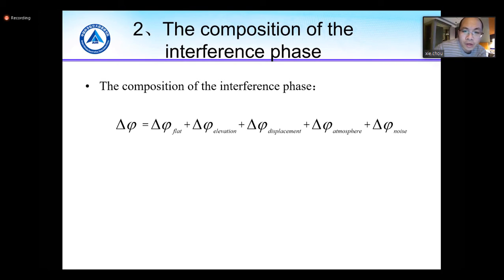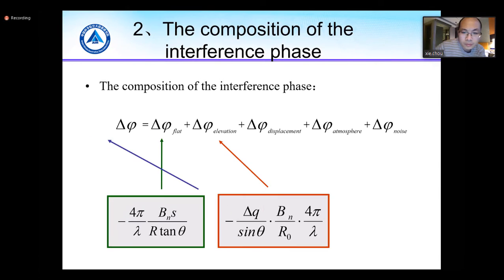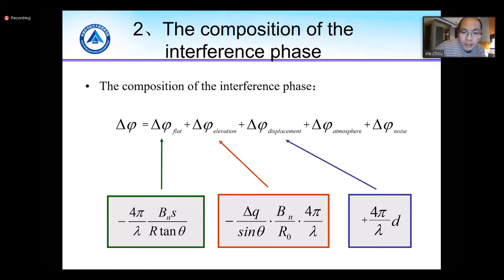To sum up, the composition of the interferometric phase is about a flat earth phase, elevation phase, displacement phase, atmosphere phase, and noise phase. Here we give the formulas of flat earth phase, elevation phase, and displacement phase.